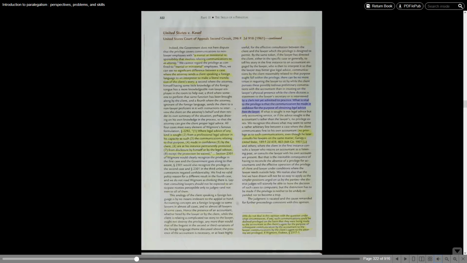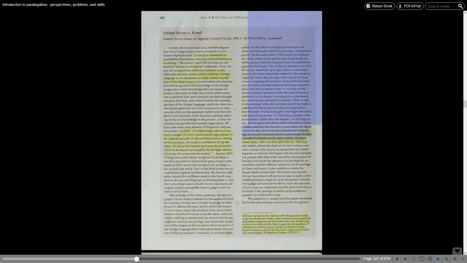What is vital to the privilege is that the communication be made in confidence for the purpose of obtaining legal advice from the lawyer. If what is sought is not legal advice but only accounting service, or if the advice sought is the accountant's rather than the lawyer's, no privilege exists.